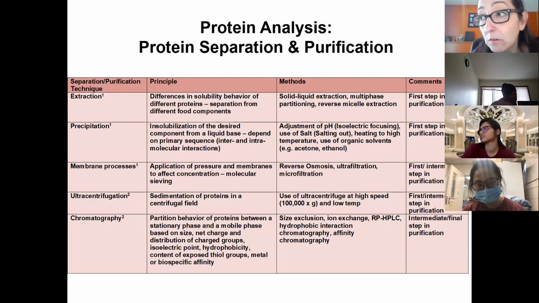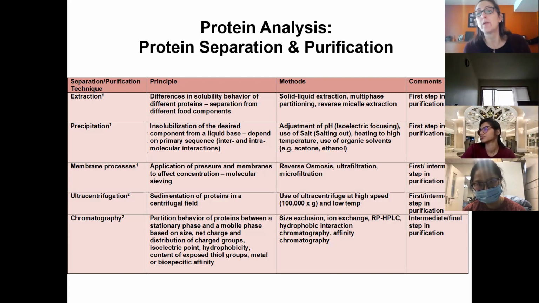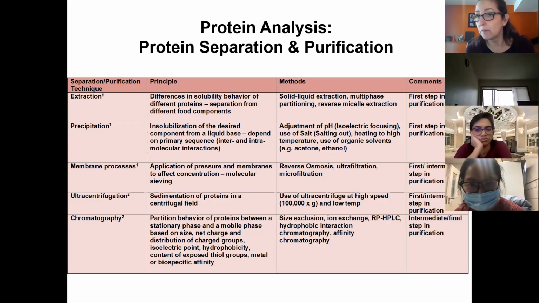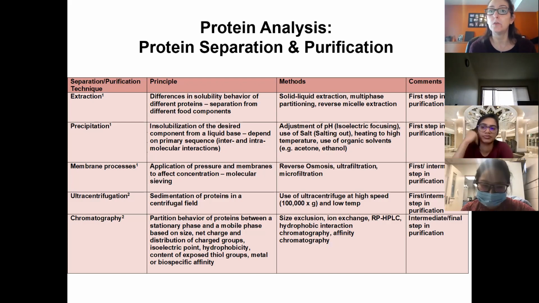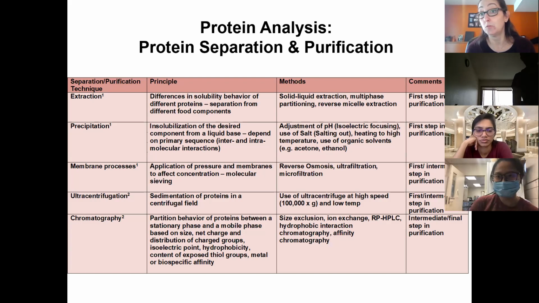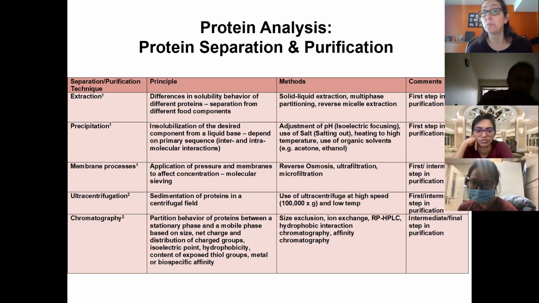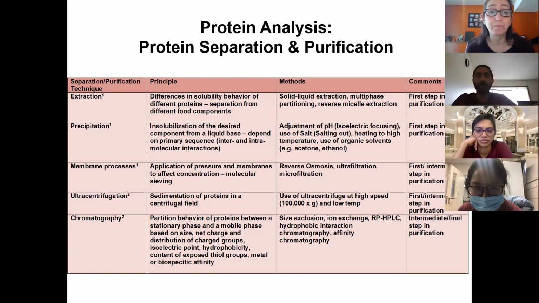But then in that solution, you might have other components. You might have sugars, you might have soluble fiber. So you want to purify it further. You take the characteristics of the protein and say, okay, I'm going to change the environment so that I can precipitate the protein and separate it from solubles such as sugars and colors and soluble fiber. So you can purify it even more.